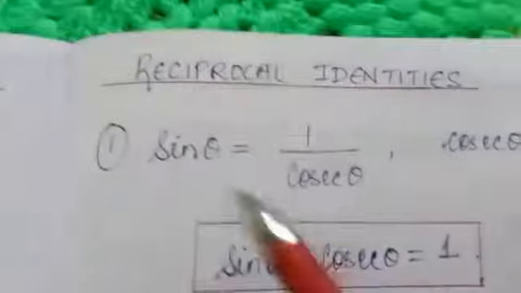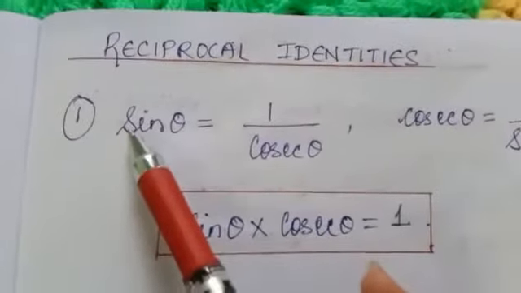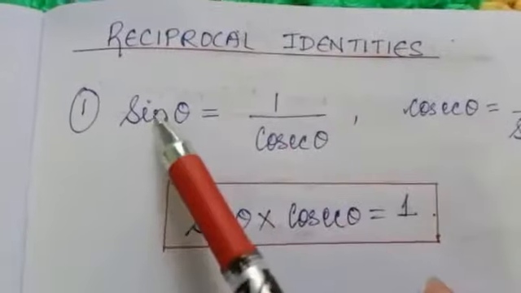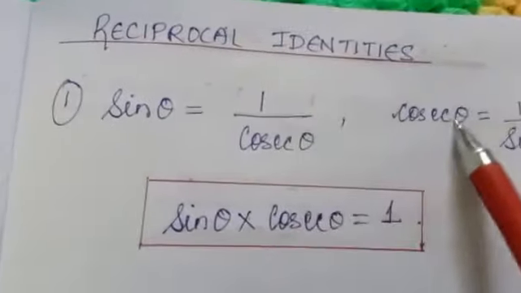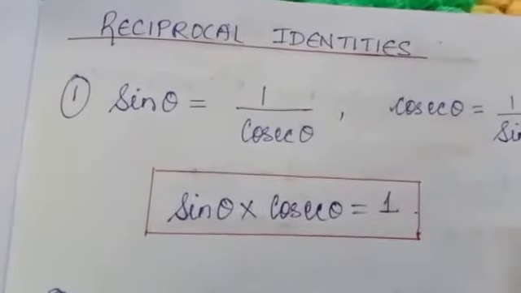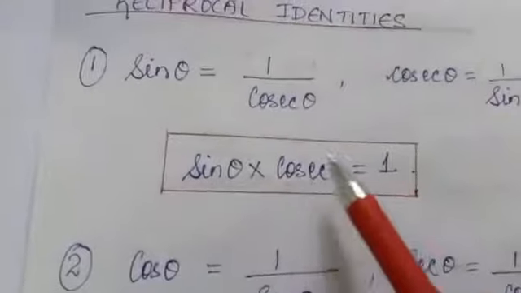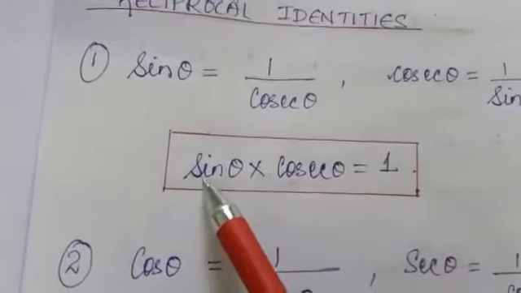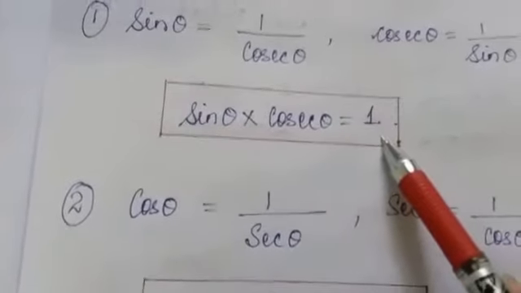So now next is reciprocal identities. You have already done in class 9. Reciprocal of sine is cosec. So sine theta is equal to 1 by cosec theta, or cosec theta is equal to 1 by sine theta. So they are reciprocal. Now when you multiply two reciprocal, answer will be 1. So sine theta into cosec theta is equal to 1.